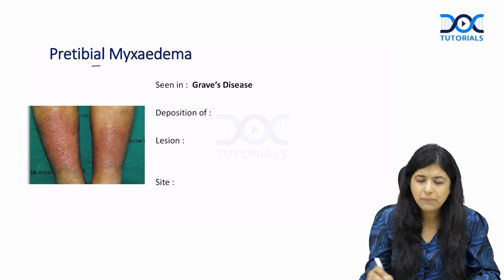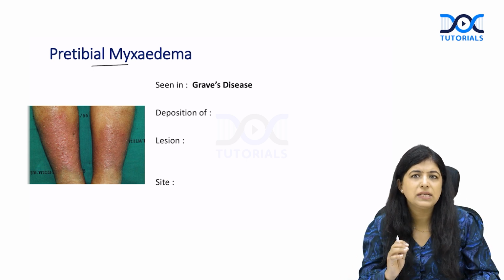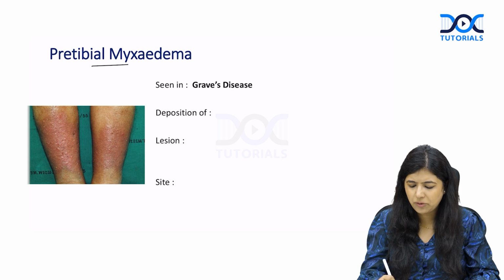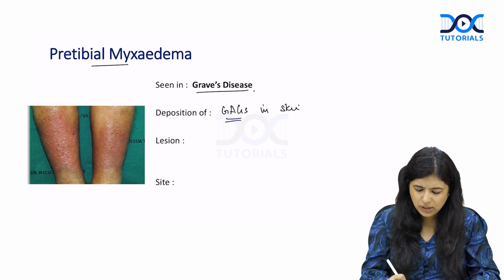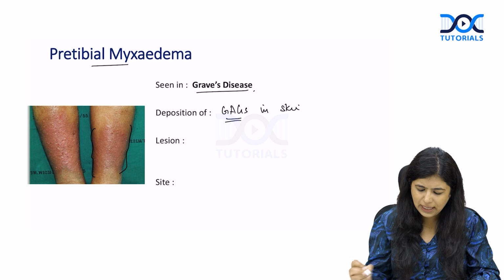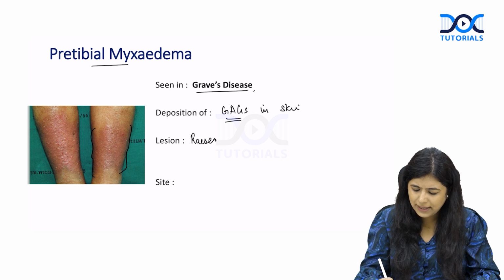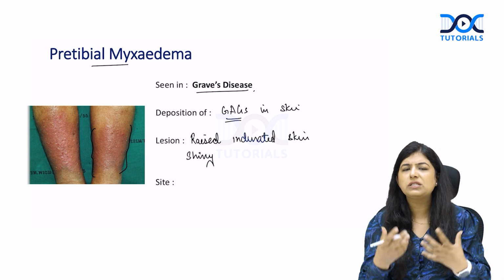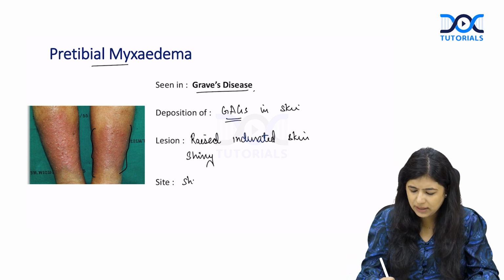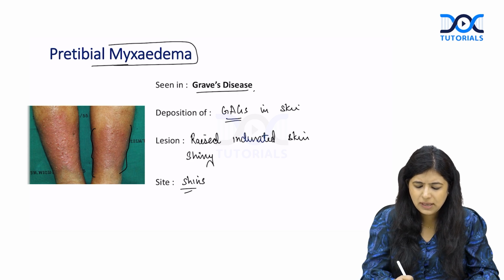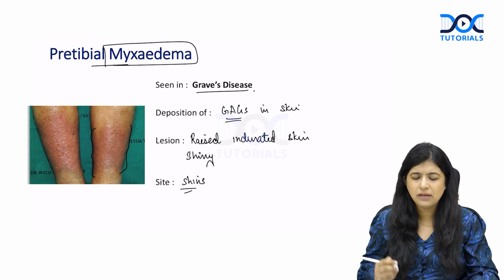So now, what's happening in pretibial myxedema? Remember, this is only seen in Graves' disease. It is not seen in all causes of hyperthyroidism, only in Graves' disease, because here there is an increased deposition of glycosaminoglycans in the skin, because of which the skin becomes raised and indurated. So what you see here is raised, indurated skin, and it is shiny. So because there's something which is depositing in the skin, it becomes raised, it becomes firm, and it is commonly seen on the shins. So even though the term myxedema is used with hypo, remember this is seen in Graves' disease.